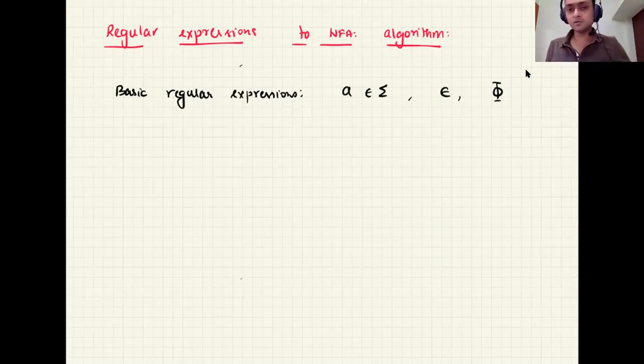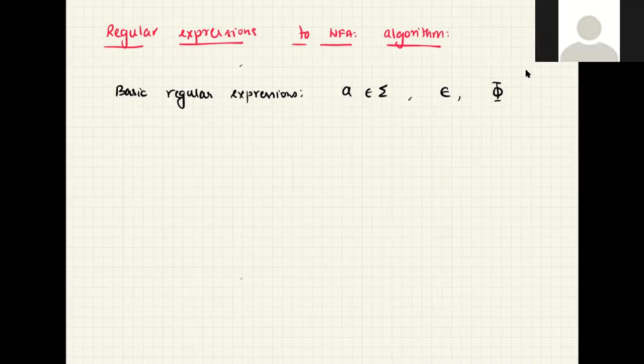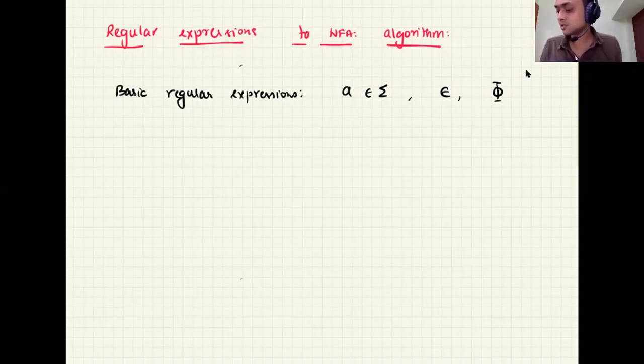So what we will do is first give NFAs for each of these basic ones. And then we will inductively show that if I have an NFA for R1 and R2, how do I get the NFA for R1 dot R2, for R1 plus R2, and for R1 star? This is an inductive algorithm that we will be using. So first, for basic regular expressions, it is easy.